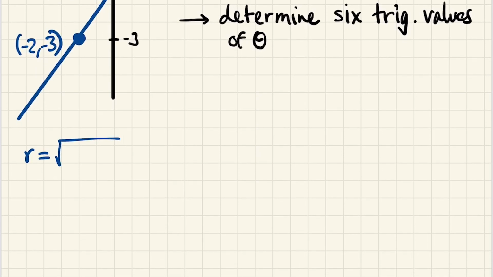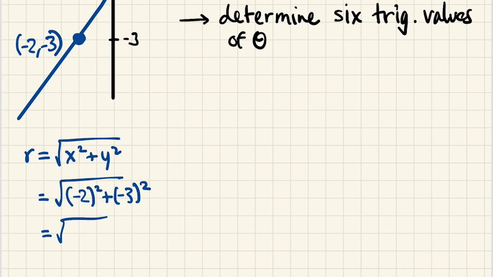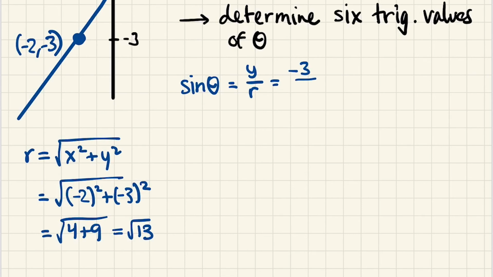r is the square root of x squared plus y squared. So that's negative 2 squared plus negative 3 squared. So that would be 4 plus 9 under the radical, which means r is the square root of 13. Okay, so now let's figure out the 6 trig functions of theta using the definitions. Sine of theta is y over r. And we chose our y to be negative 3, so this is negative 3 over r, which is rad 13.